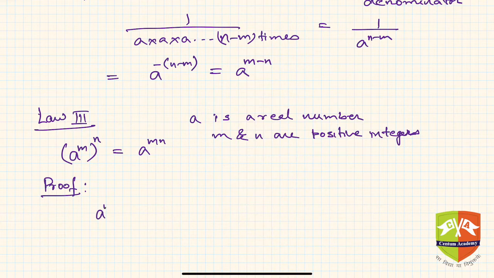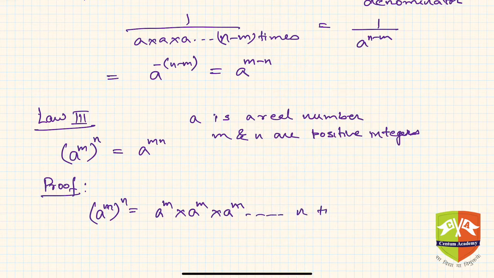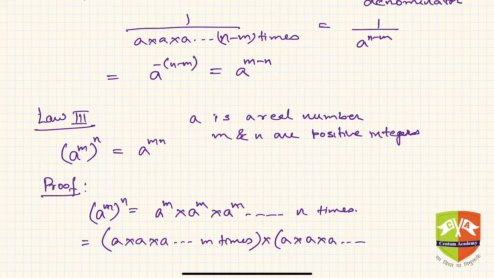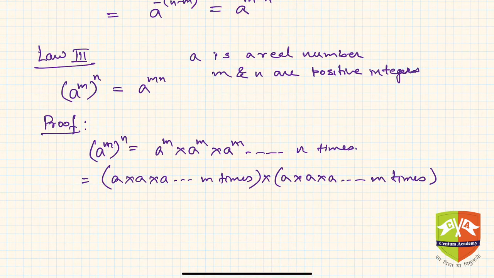So a to the power m whole to the power n can be written as what? a to the power m times a to the power m times a to the power m, how many such a to the power m's? n times. Which is nothing but a into a, m times, and the same structure repeated n times. So if you count, how many a's are there in the first bracket? m a's. How many in all such brackets? m. And how many such m's are there? n m's. So the total number of a is m into n. So hence it is a to the power m into n.